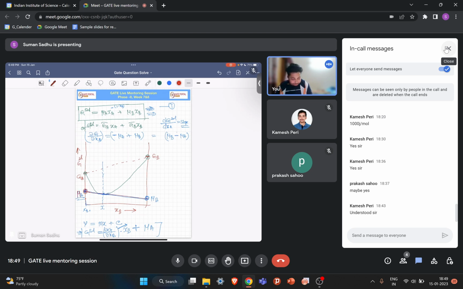Similarly, if you plot this in terms of xa rather than xb, on this side also we get the intercept as mu b. So now, is it understood why this intercept is mu a and this intercept is mu b?